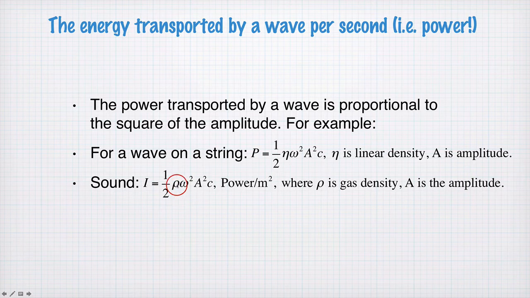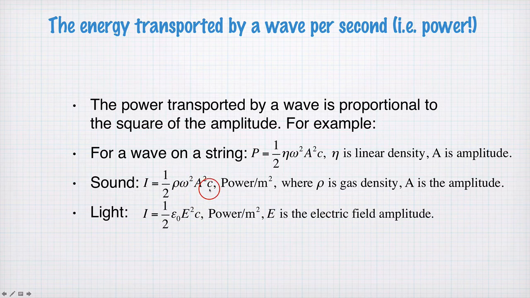We have half again. This is now the density of the air, or the water, or whatever it is. Again, the angular frequency, the amplitude squared, and the speed of the sound wave. For light, the equation looks very similar again, except now the density is replaced with epsilon naught, E is the electric field, and C is the speed of light.